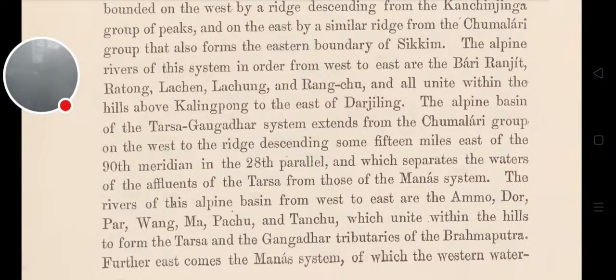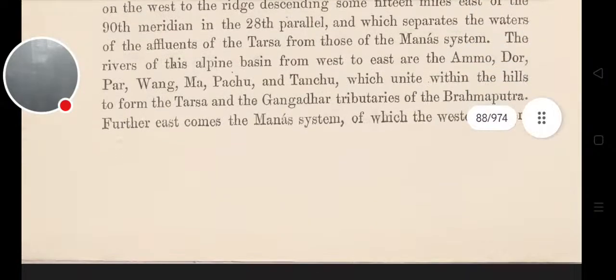The alpine basin of the Tarsa Gangadhar system extends from the Chumalari group on the west to the ridge descending some 15 miles east of the 90th meridian in the 28th parallel, and which separates the waters of the affluents of the Tarsa from those of the Manas system. The rivers of this alpine basin from west to east are the Ammo, Dor, Par, Wang, Ma, Pachu, and Tanchu, which unite within the hills to form the Tarsa and the Gangadhar tributaries of the Brahmaputra.